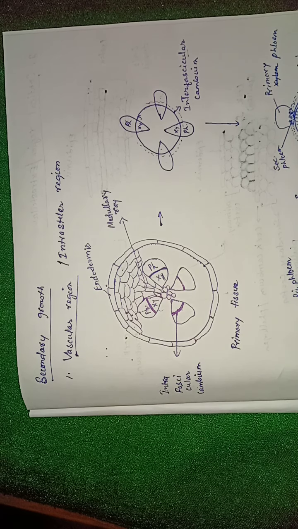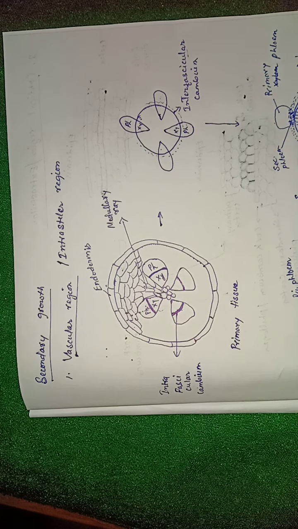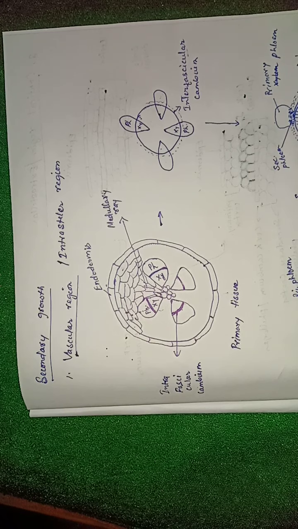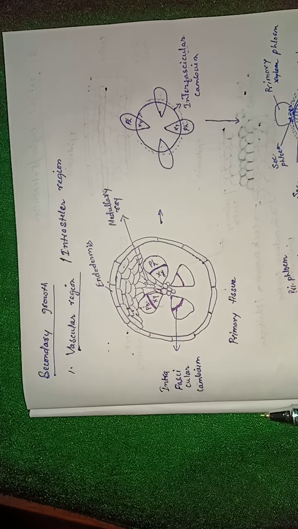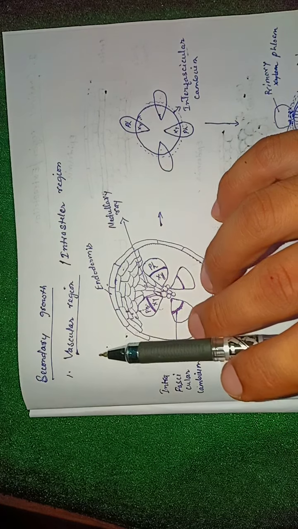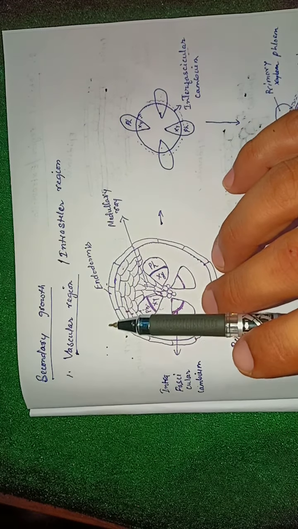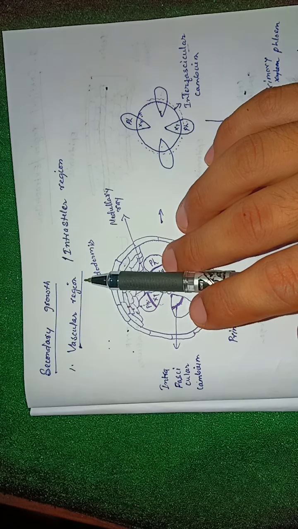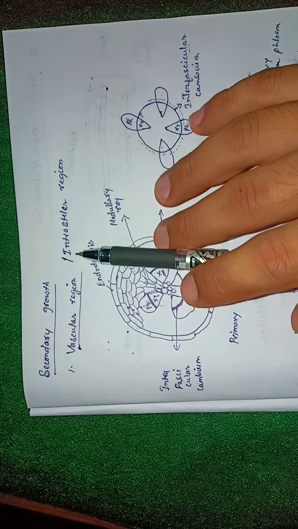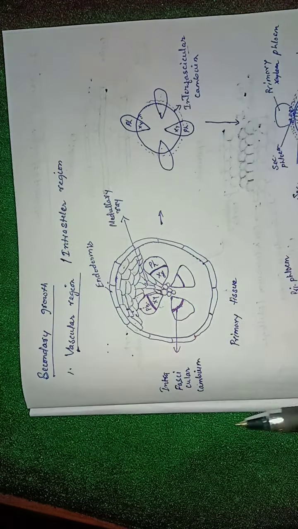Hello, let's discuss the topic of secondary growth. Secondary growth refers to the increase in the girth of the plant body, that is, an increase in size. Secondary growth occurs in two regions of the plant body. One is the vascular region and the other is the cortical region. The vascular region is also called the intrastellar region.